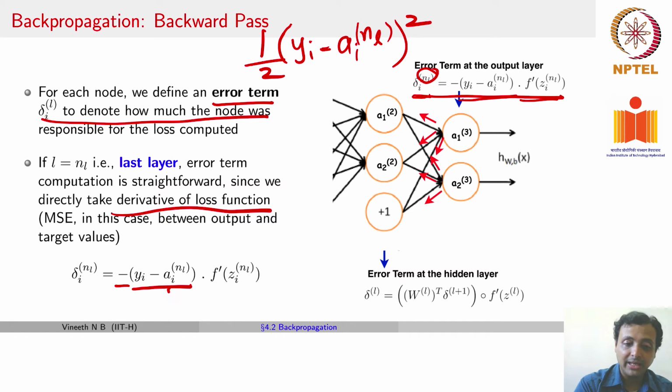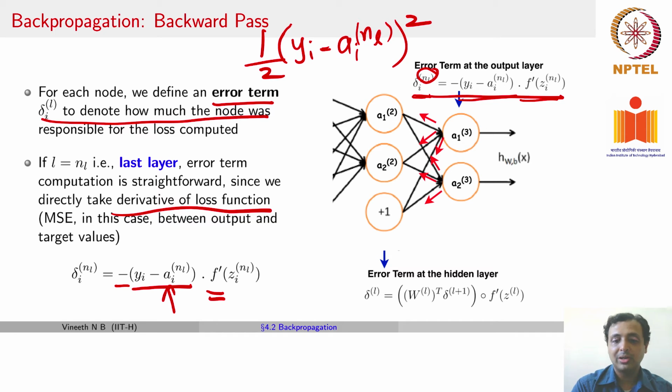But remember that a_i itself is a function of z_i. The way we defined it, for z_i, you apply an activation function f and then you get a_i, which means in the chain rule you would then have f prime of z_i^(N_L), where a_i is given by f of z_i^(N_L). So that's going to be the error term at the output layer.